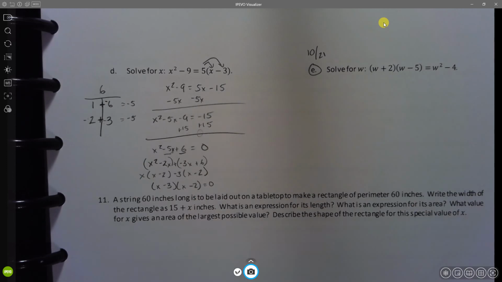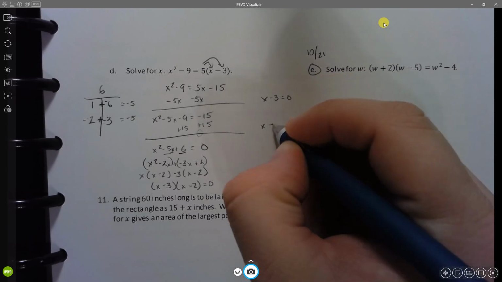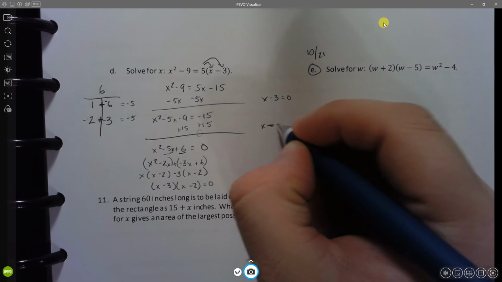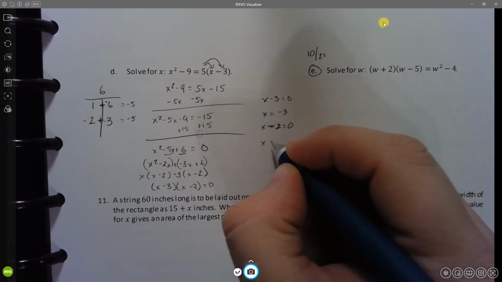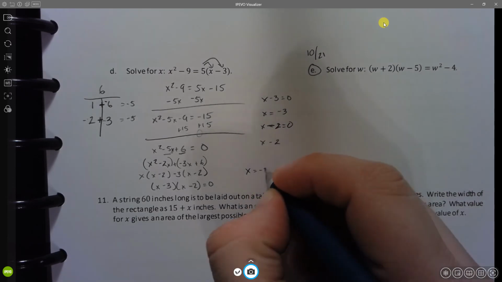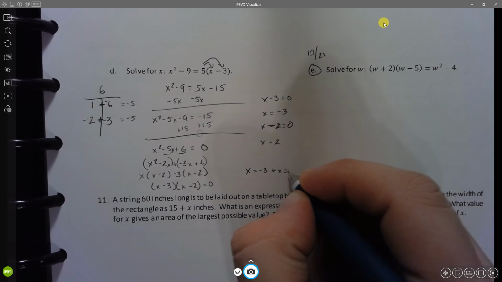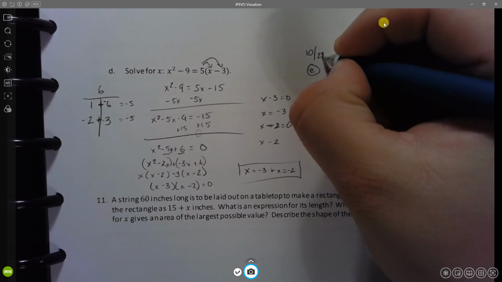Now I can set my factors to 0, giving me x minus 3 equals 0 and x minus 2 equals 0. Solutions are a negative 3 and a negative 2. So x equals a negative 3 and x equals a negative 2 are the solutions. Yeah, we're going to save this one till the 22nd. Okay?